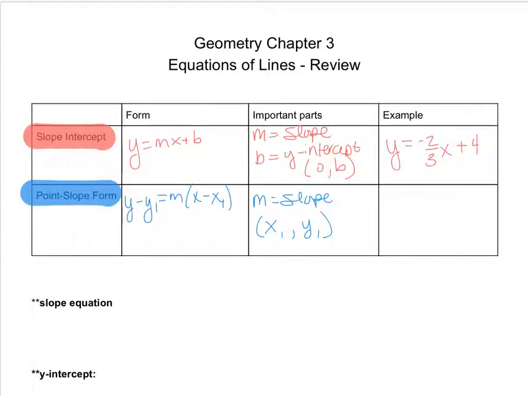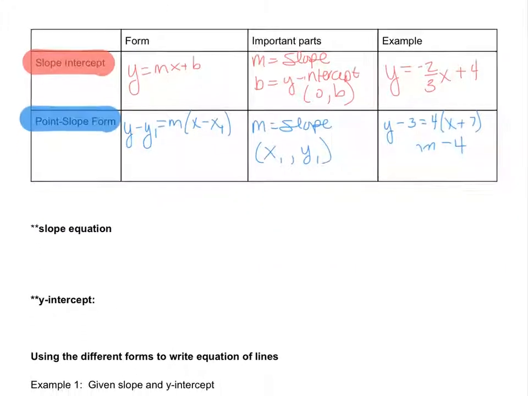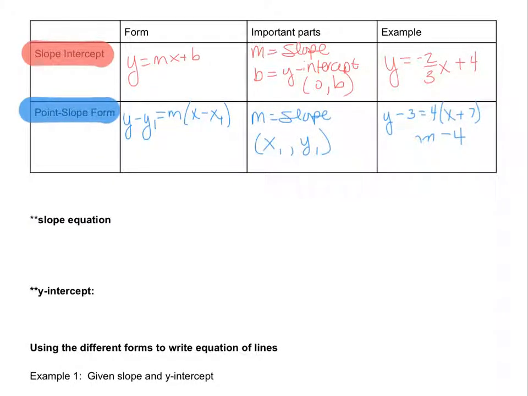An example of this might look like y minus 3 equals 4 times x plus 7. And this then would be your slope is equal to 4, and your point for this one would be negative 7, 3.